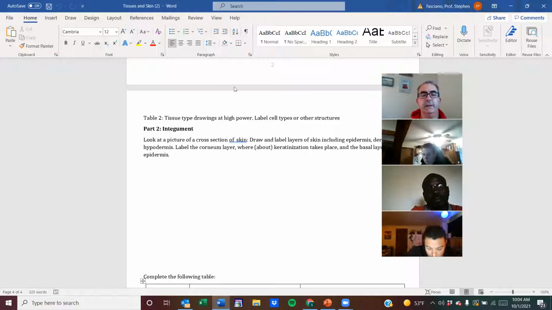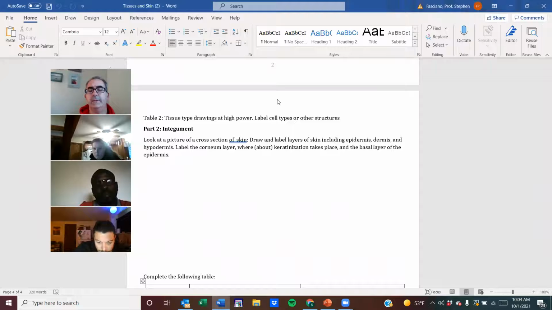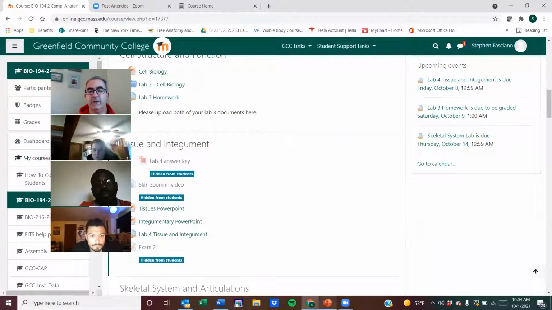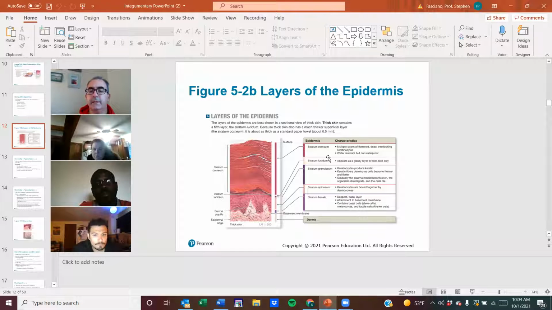Well, yeah, you're going to have to use the first one because it asks you to label the epidermis, the dermis, and the hypodermis. But then on the epidermis, you want to label which layer is the corneum layer, and you have to label where keratinization takes place. And that information is found on this slide, right? That's where you can find where the stratum corneum is, and you can find where keratinization takes place.